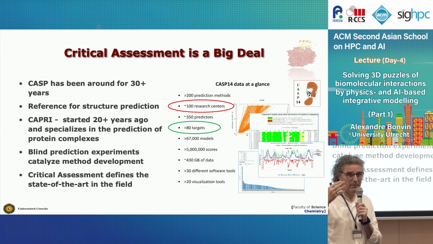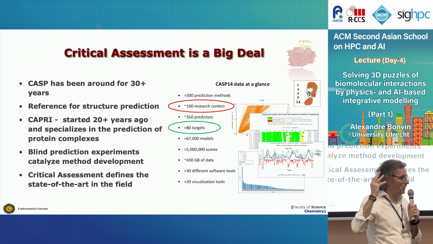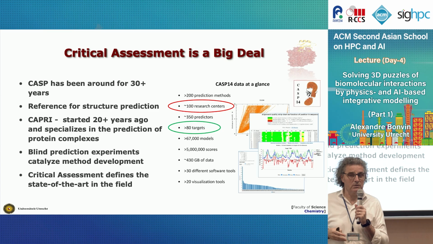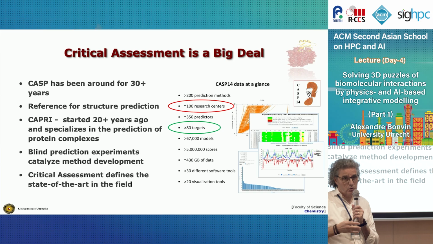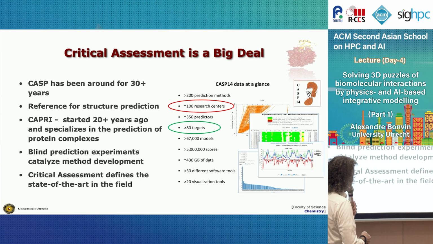When you are developing methods, you have to benchmark them, tweak the method to get the best results. But somewhere in the back of your head, you might know the answer and you might make choices that bring you to the answer. In a blind experiment, you cannot take those shortcuts. So this is the real, true assessment of the performance of a method. So 200 methods are being tested, with 350 predictors taking part.